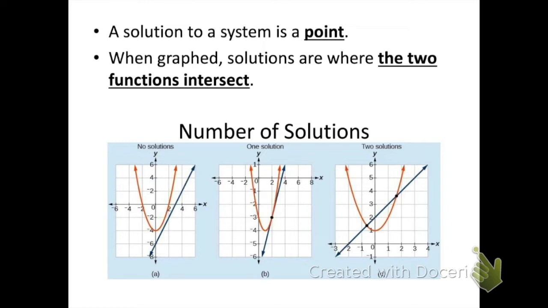It's not possible to have more than two solutions. Like we couldn't have these graphs crossing 3 times.